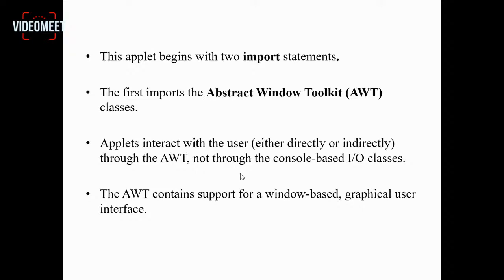Photograph, right? Okay. So how do applets interact with the user? They interact either directly or indirectly through the AWT window only. And we are not going to use the console-based command prompt. Okay. So what does AWT contain? It contains support for a window-based graphical user interface. Whatever window is provided by the AWT package and the classes defined in that package, we call that a graphical user interface. And because it is window-based, we call it a window-based graphical user interface.